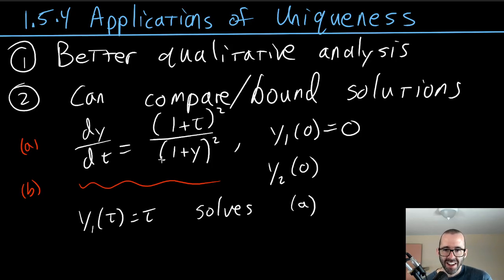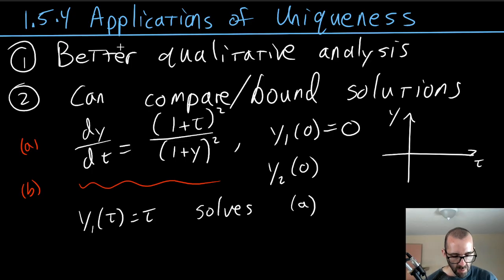All right. So we know that that solution solves it. And we know what this solution looks like, right? In the ty plane, if this is t and this is y, we know the solution to a. This is y1. Just the diagonal line.